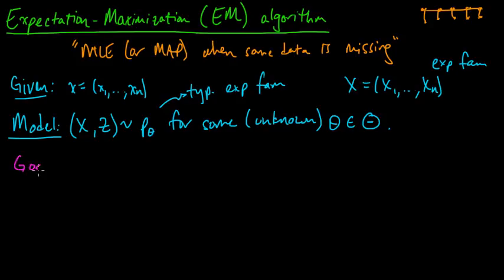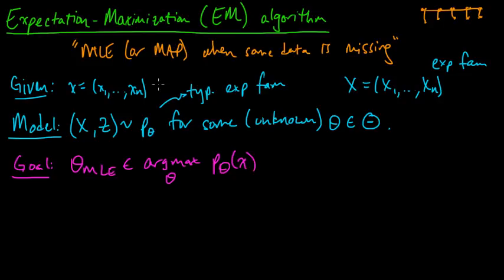Our goal then is, let's first talk about the MLE. We'll focus on the MLE first, and then later we'll talk about how to modify this to get MAP estimates. So we want to get some MLE, and of course an MLE is just a maximizer over theta of the probability of the data. But now here it's just the probability of x, the probability of our observations, because we don't get to see the z's, so we can't maximize the probability of x and z. So we're maximizing the marginal probability of x.